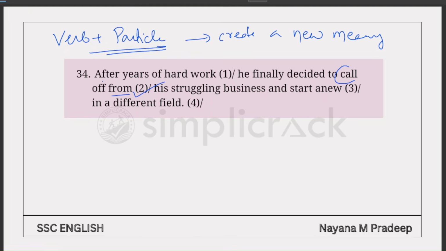Okay. So here you have call off. Now, call off is a verb plus preposition. Here the verb call and the preposition off come together to mean to end something, to put an end to something. So here you already have a verb and a preposition that come together, so you do not need another preposition along with that. To call off itself means to end something, so you do not need another preposition to enhance the meaning of that sentence. So call off is a phrasal verb.